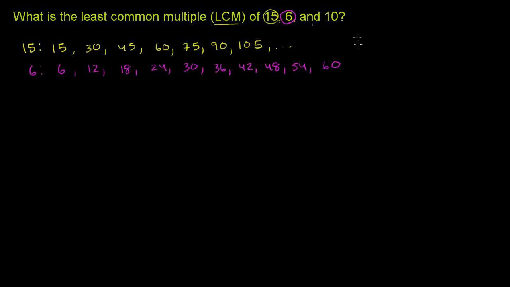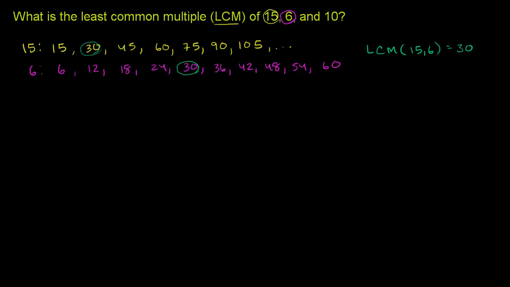So let me write this down as a kind of intermediate. The LCM of 15 and 6. So the least common multiple, the smallest multiple that they have in common, we see over here. 15 times 2 is 30. And 6 times 5 is 30. So this is definitely a common multiple, and it's the smallest of all of their common multiples. 60 is also a common multiple, but it's a bigger one. This is the least common multiple. So this is 30. But we haven't thought about the 10 yet.